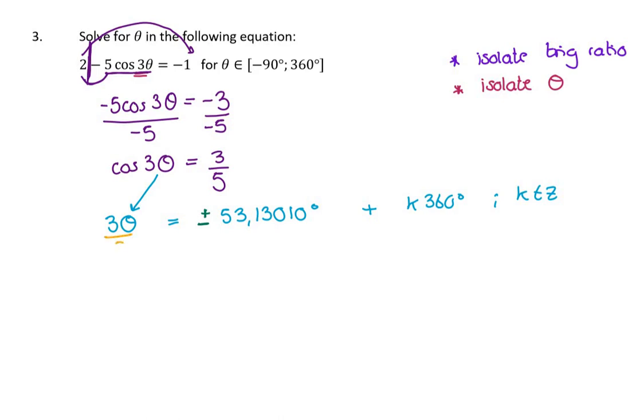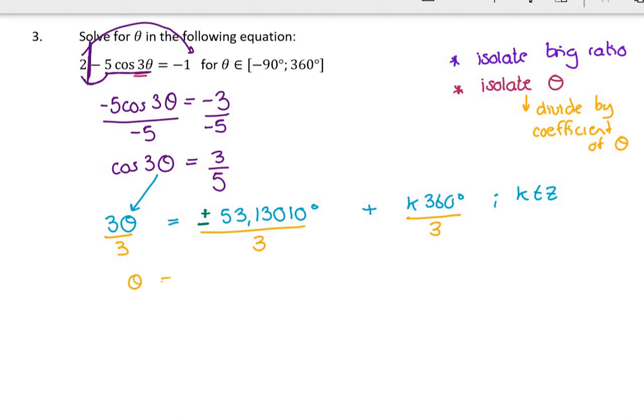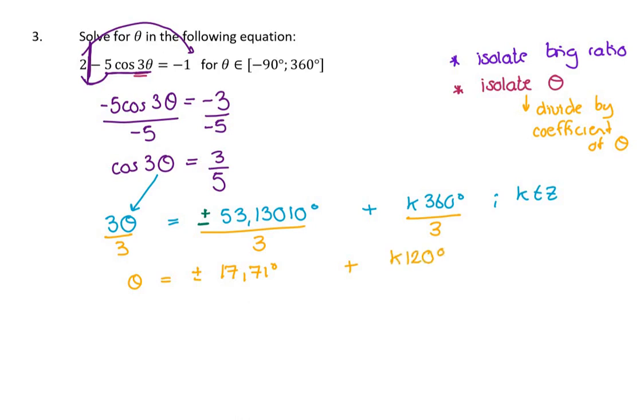And so finally, this was the second skill we learned tonight. The second skill we learned today, and that is dividing by 3, but I divide everything by 3. So when we say isolate the theta, basically what we mean is we divide by the coefficient of theta. But we mustn't forget to divide everything by that coefficient. And so I'll end up getting theta is, and I mustn't forget my plus minus, so plus minus, and this is now 17,71 degrees, and instead of having K 360, I get K 120 degrees.